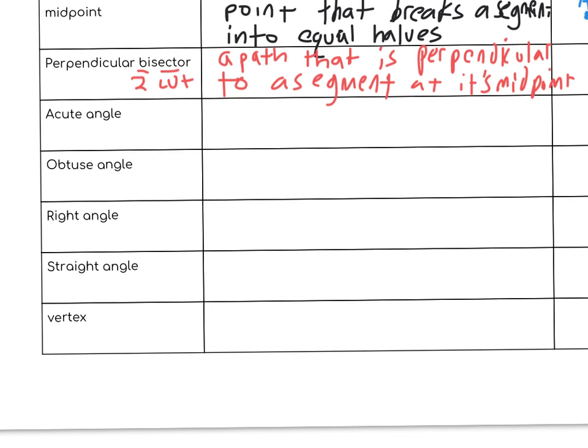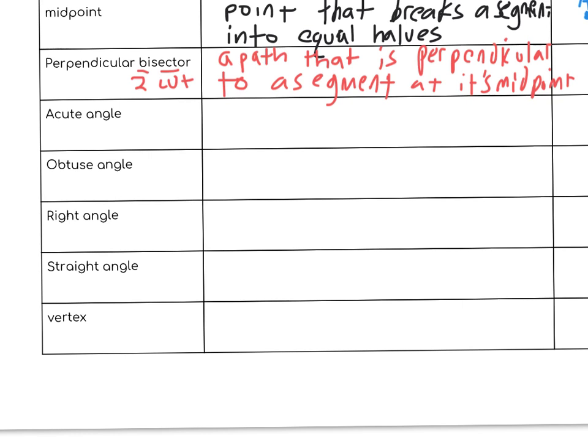Next up, we got some angles. An angle is formed from two rays that meet at a common point. That common point we're going to call a vertex, which you should be aware of from doing stuff in middle school, but we'll talk about that in a couple minutes. And then we've got some classification of angles.